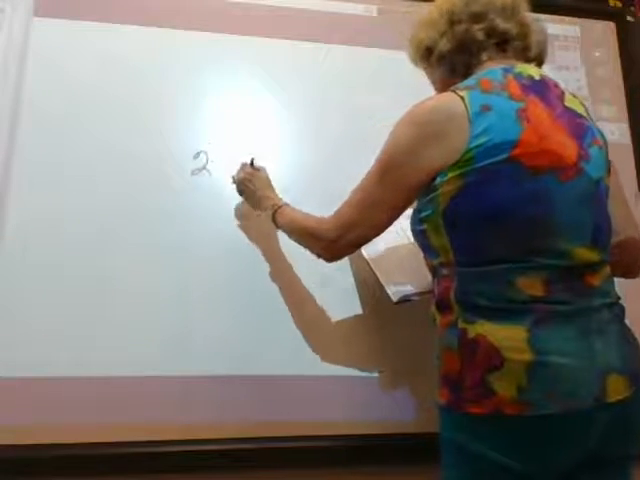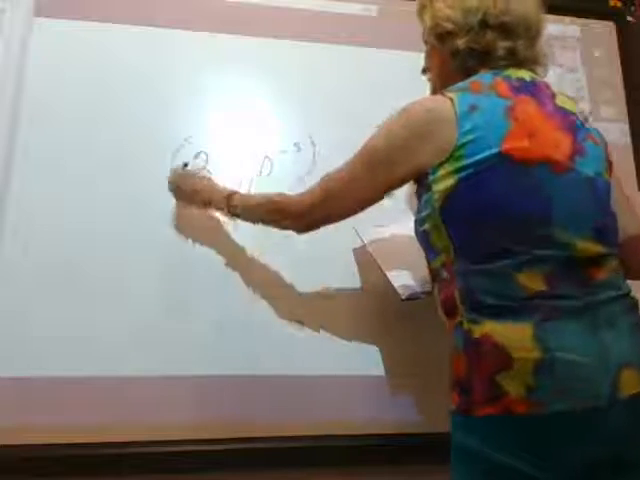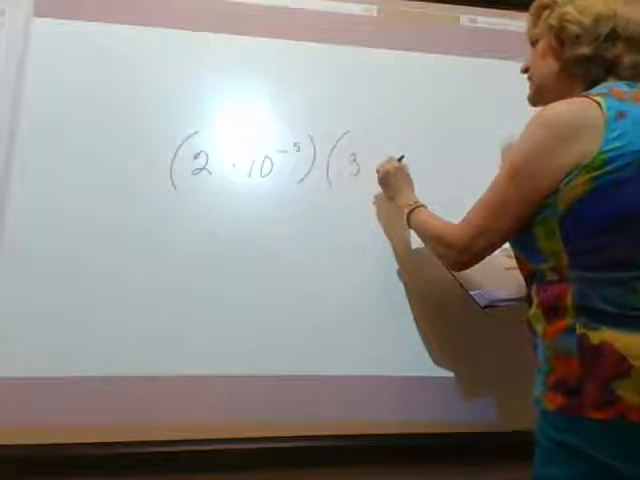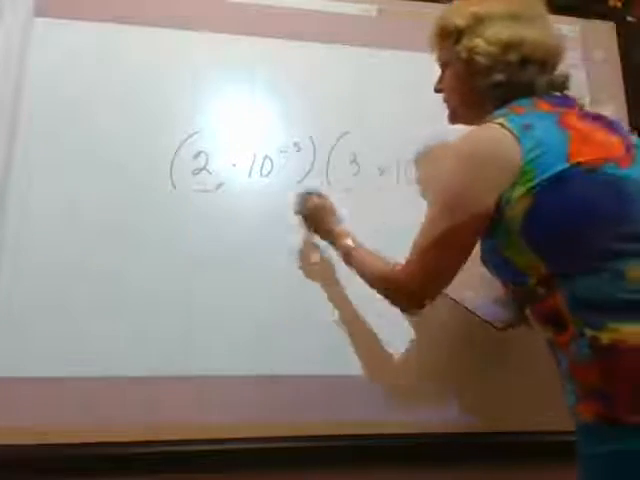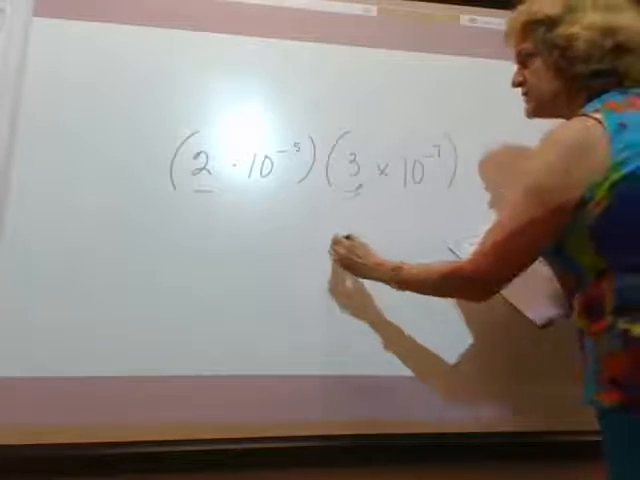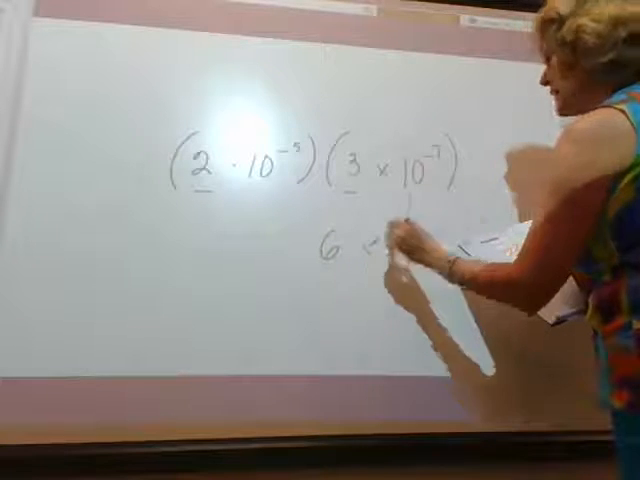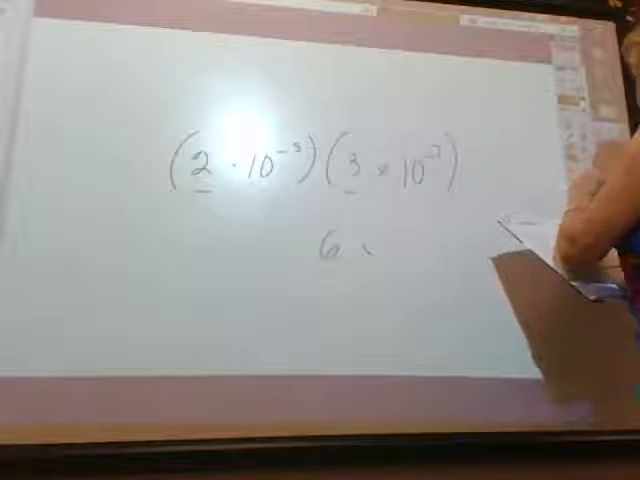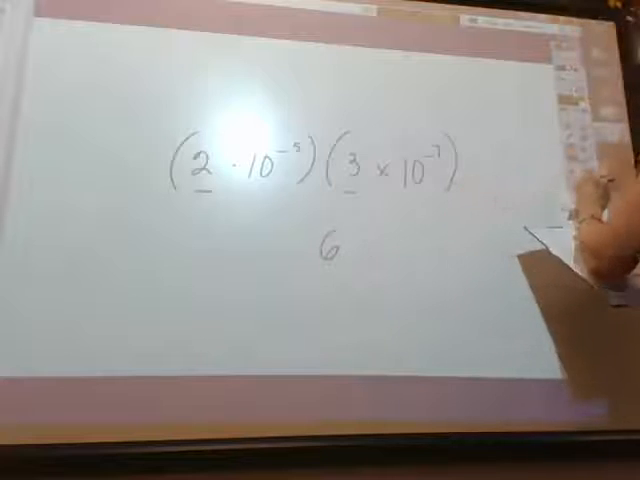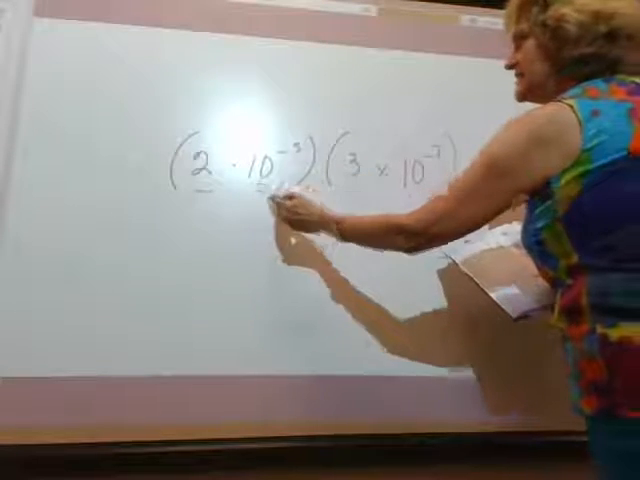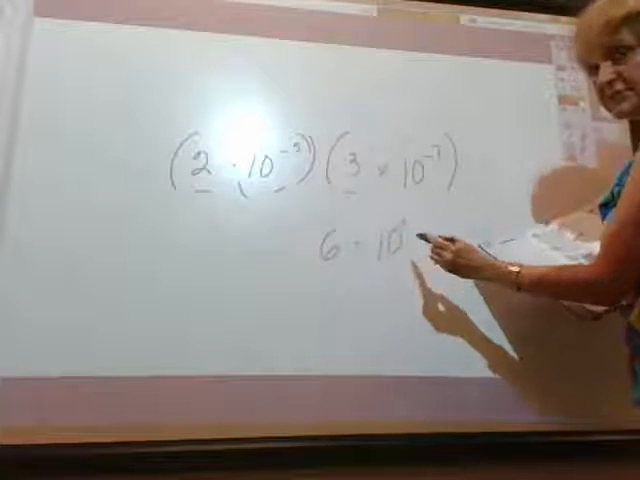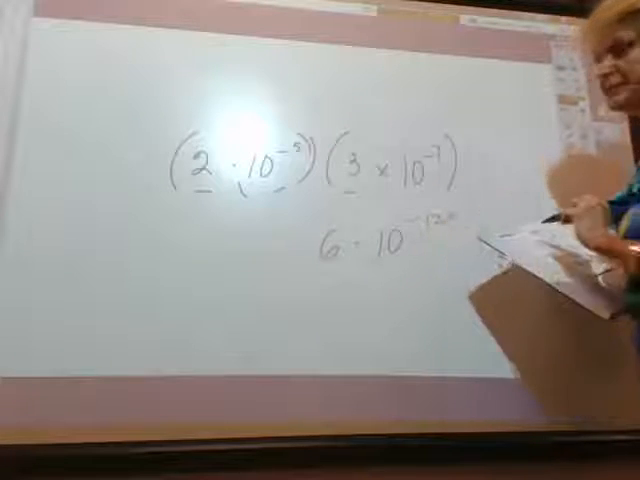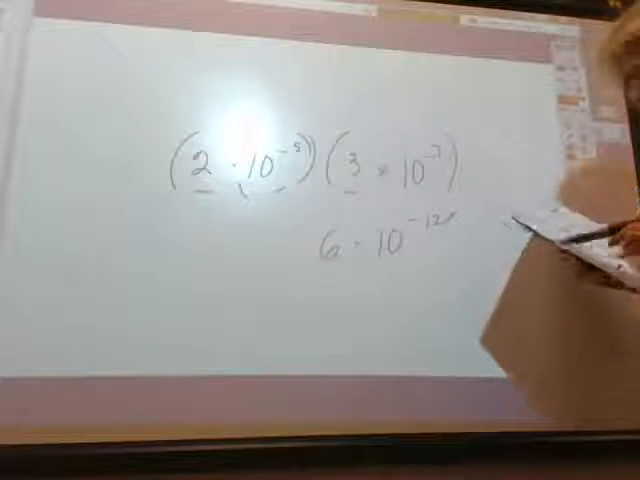So we've got 2 times 10 to the negative 5, and we're going to multiply this by 3 times 10 to the negative 7. So remember, we multiply the number parts. So 2 times 3 is 6, times, oh, they're actually using dots, so let me make sure I do the same thing. And 10 to the negative 5 times 10 to the negative 7 would be 10 to the negative 12. And this is in proper form. All right, let me do one more.